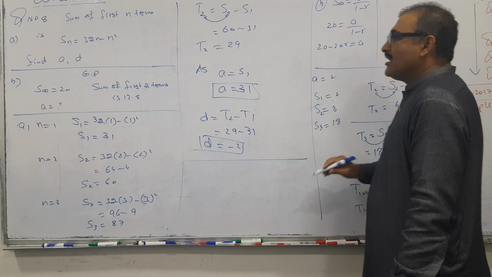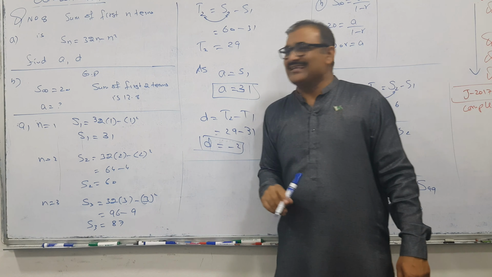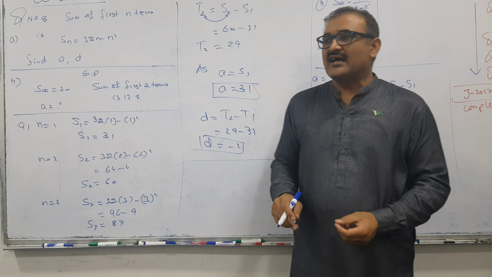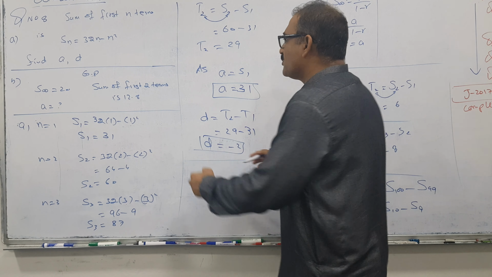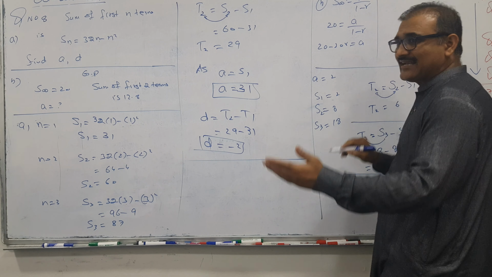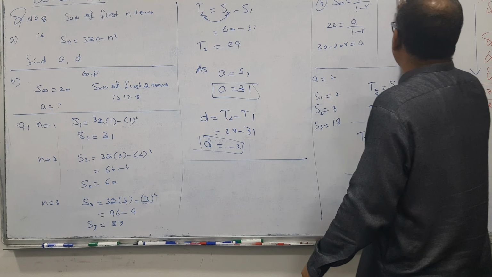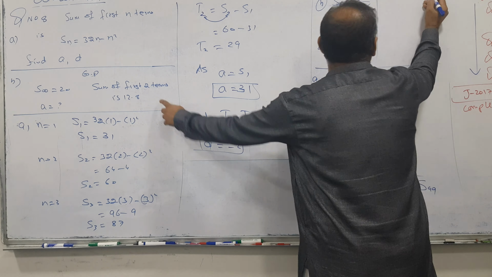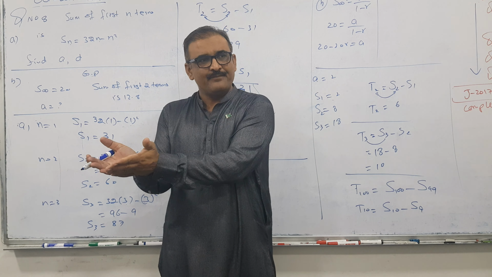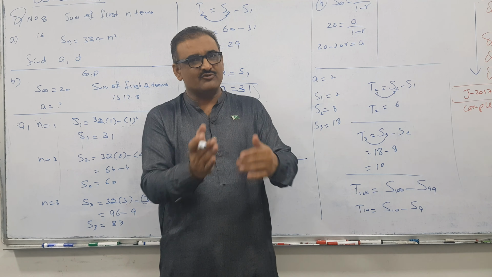Leave it alone. The sum of the first two terms is 12.8. I have two techniques. One is the sum formula, one is the other one. First term, for example, is A. What is the second term? AR. So A plus AR is equal to how much? 12.8. This is called the sum of the first two terms. First term is A, second term is AR. If you add them, 12.8.